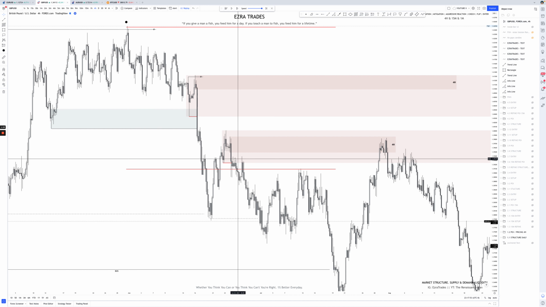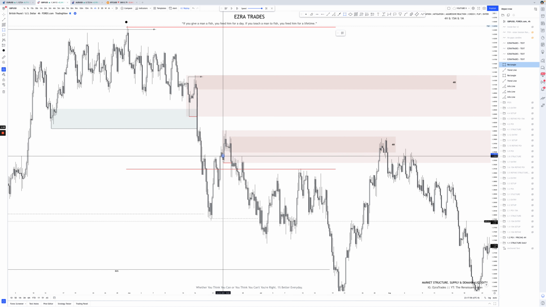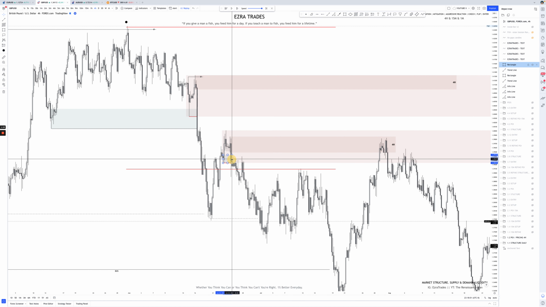Did we get a flip? It doesn't look like we did because, let's look at this. This was the demand. This was a sell to buy engulfing.